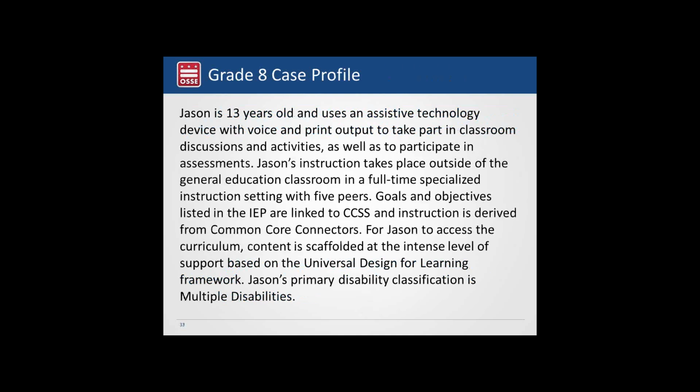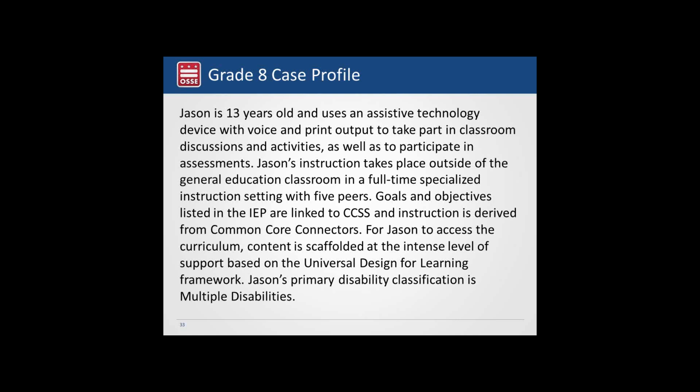So our first case profile. Jason is 13 years old and uses an assistive technology device with voice and print output to take part in classroom discussions and activities, as well as to participate in assessments. Jason's instruction takes place outside of the general education classroom in a full-time specialized instruction setting with 5 peers. Goals and objectives listed in the IEP are linked to Common Core state standards, and instruction is derived from Common Core connectors. For Jason to access the curriculum, content is scaffolded at the intense level of support based on the Universal Design for Learning framework. Jason's primary disability classification is multiple disabilities.